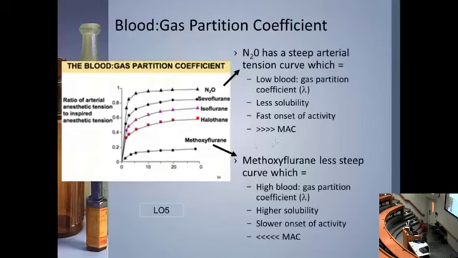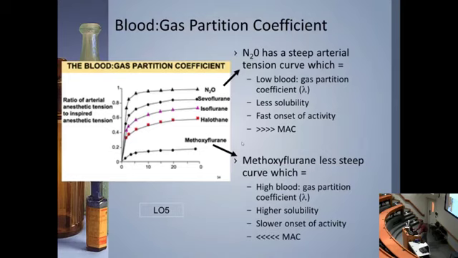Methoxyflurane, however, is the opposite. It's got a less steep curve, which translates to a very high blood-gas partition coefficient. It's highly soluble. It's got a very slow onset of action, so you can't use it for induction, but you can use it for what? Maintenance, right? For maintenance anesthesia. And it's got a lower MAC.